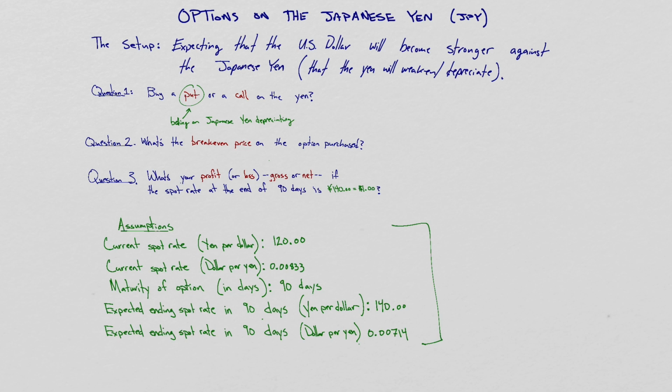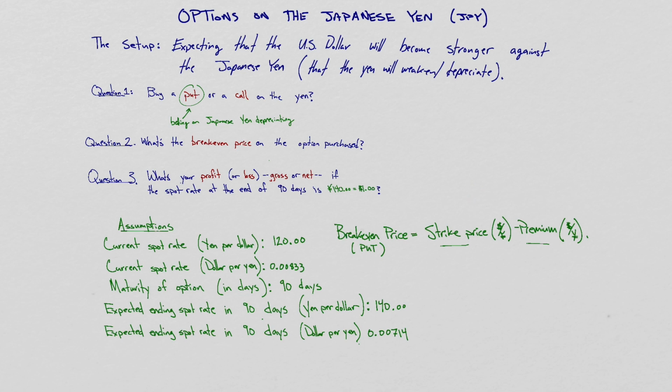The first is going to be to answer question 2, what is the break-even price on this put option? And for that, we can use, I guess you could call it a formula. The break-even price is going to be equal to the strike price minus the premium. Now, this is for a put, and you'll just have to remember that the break-even price for a call is going to be the strike price plus the premium. But because we're looking at a put here, it's minus.